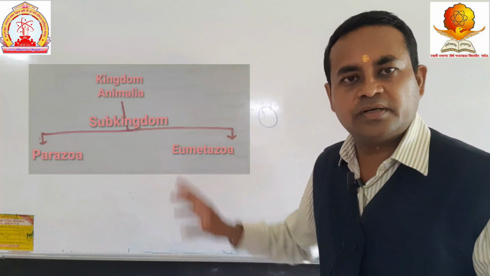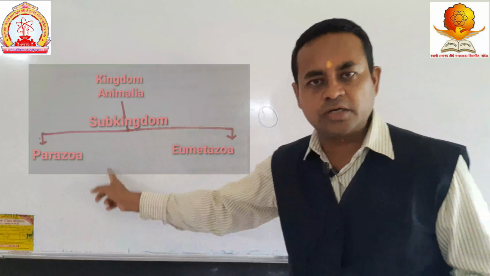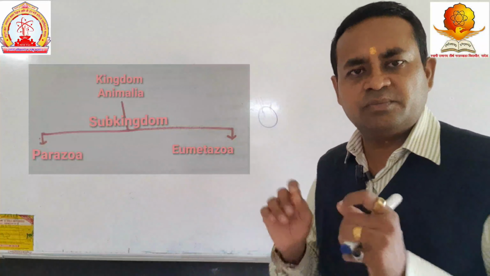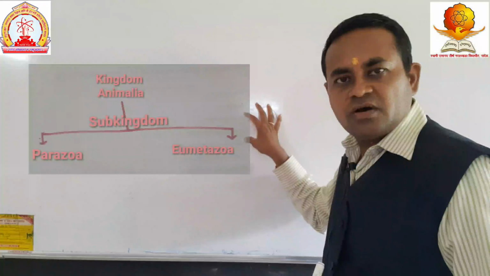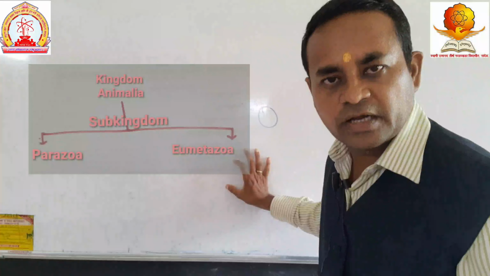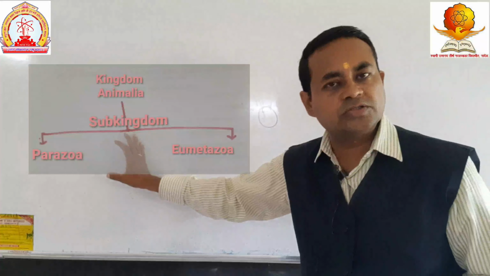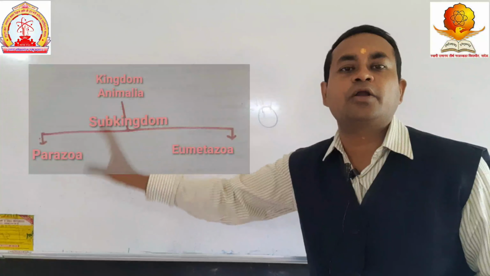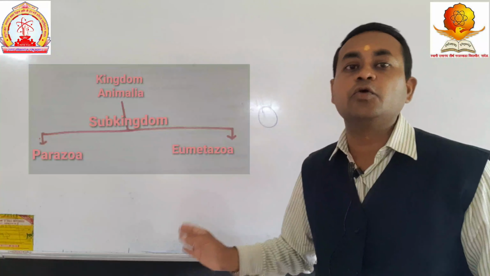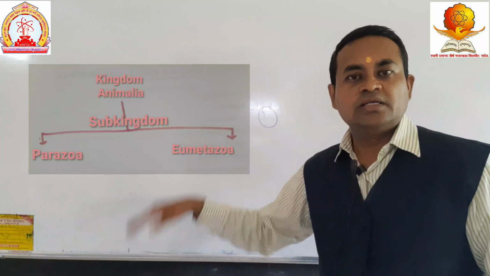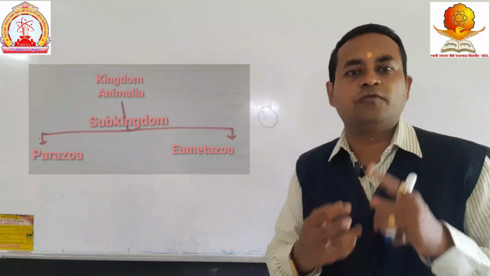The simple difference between Parazoa and Eumetazoa is that Parazoa have cell grade body organization, and Eumetazoa have tissue grade body organization. Animals with that organization are included in Eumetazoa. In Parazoa, mostly two phyla are present.